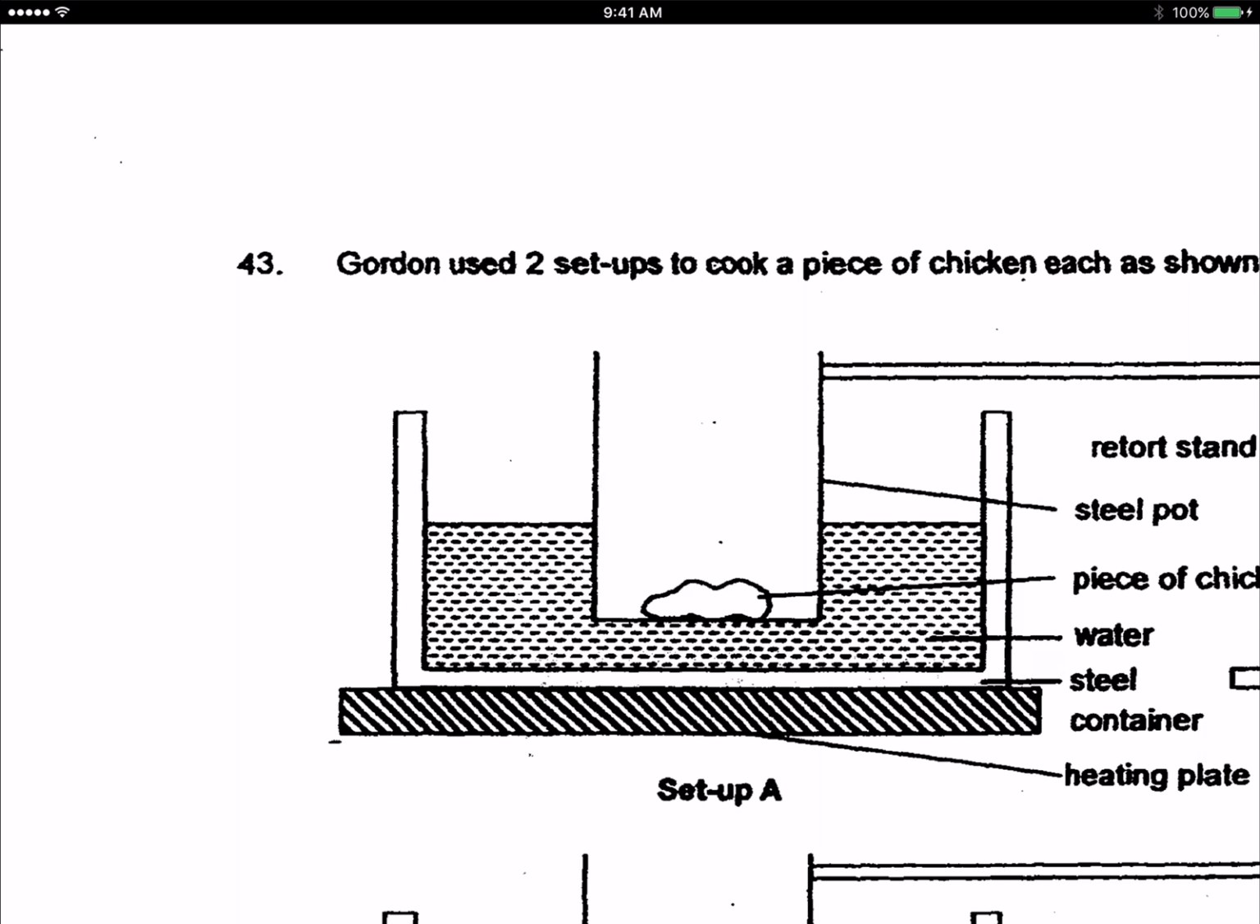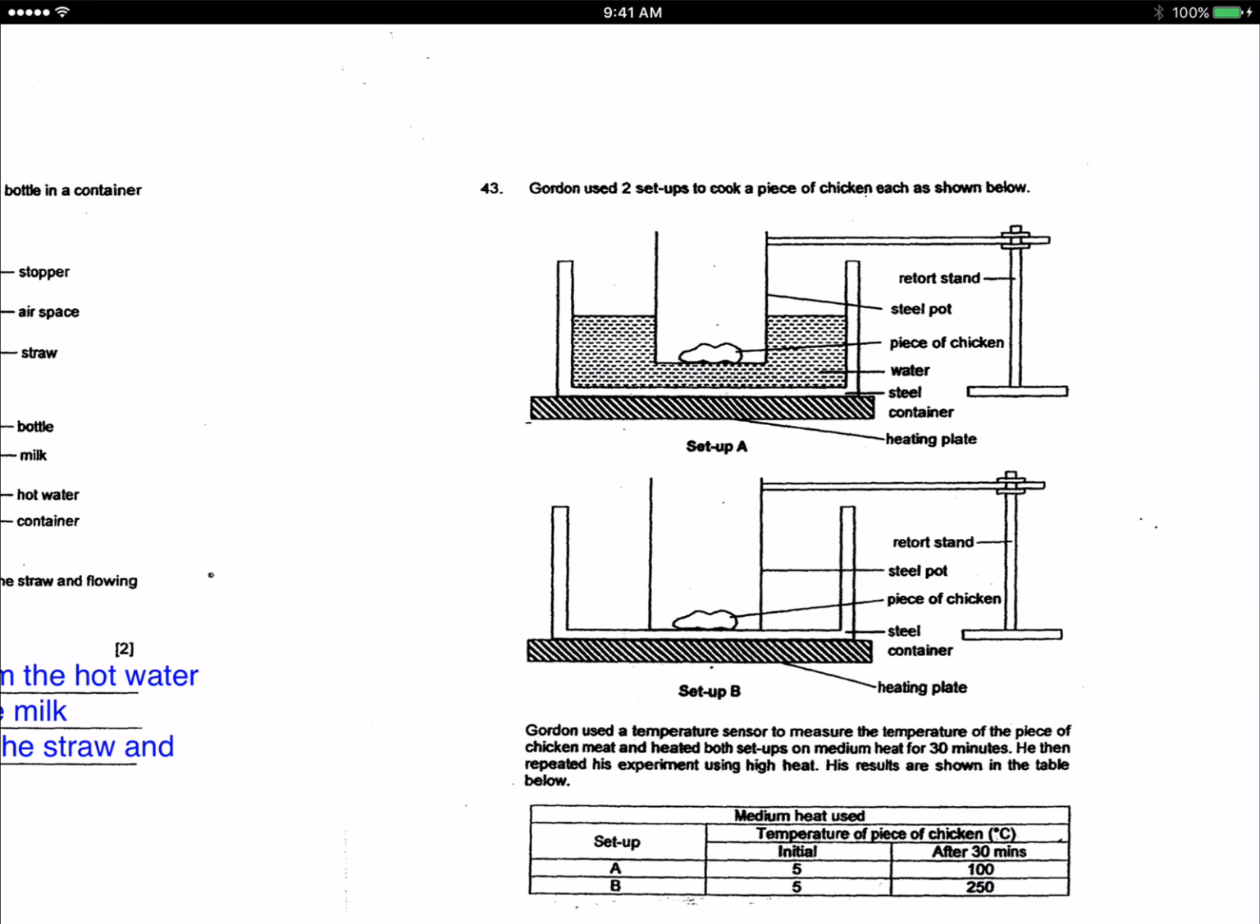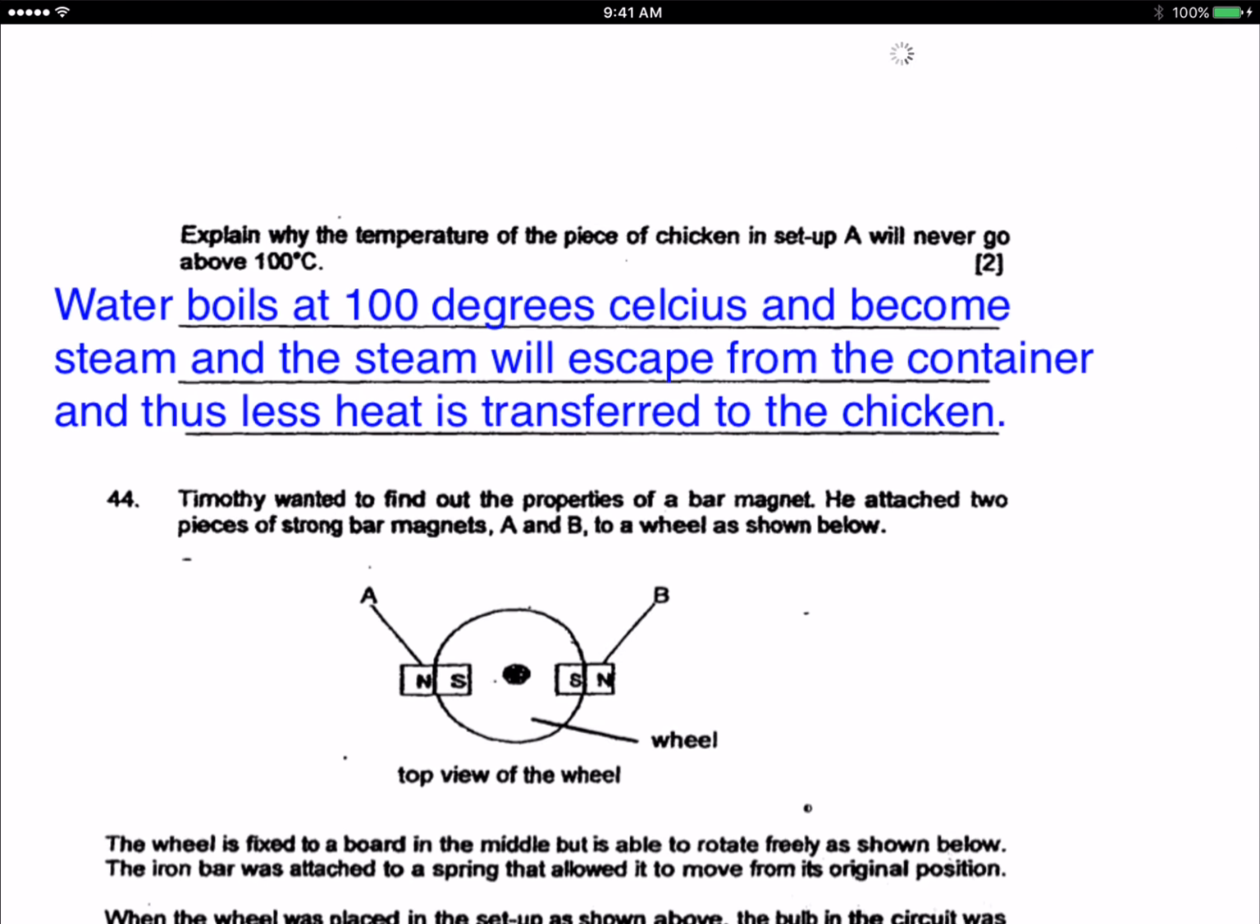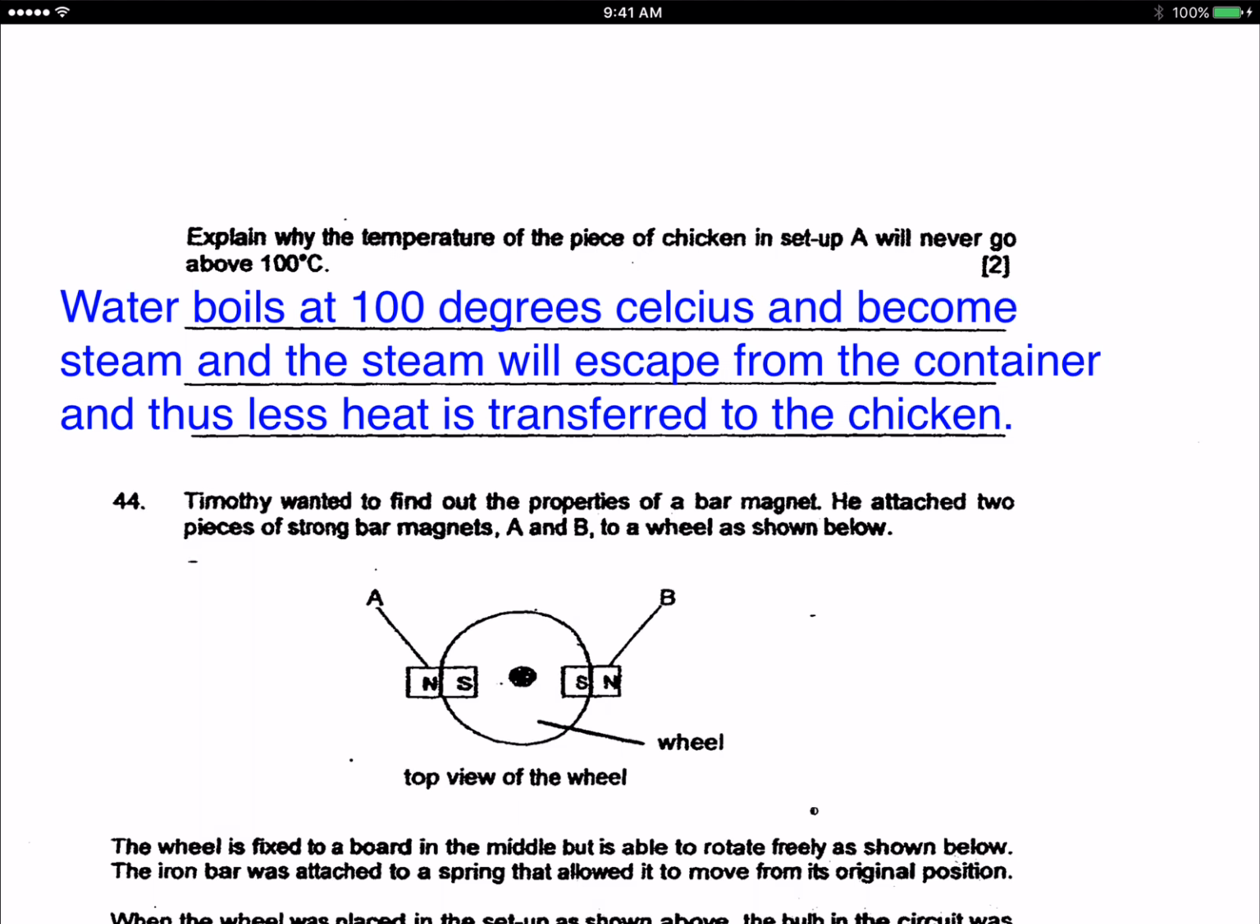It's about the water. Because the boiling point is 100 degrees Celsius, it will never go to 120, 130, 140. Once it reaches 100, what happens to water? It goes up as steam. So that's the answer. Water vapor is not hot, right? Steam can be, but at this point in time it's not.